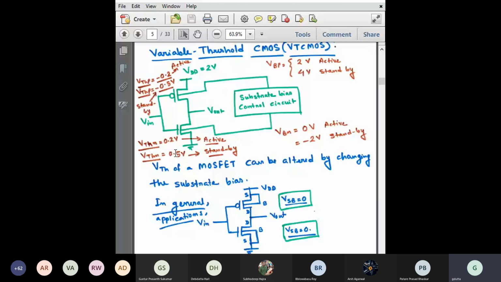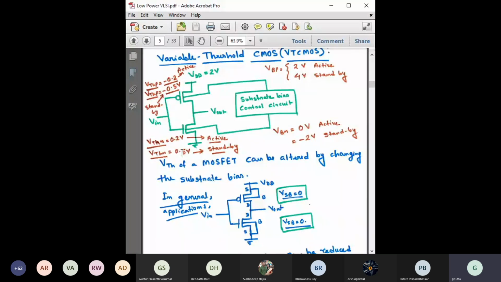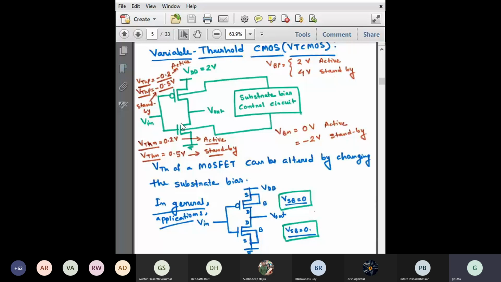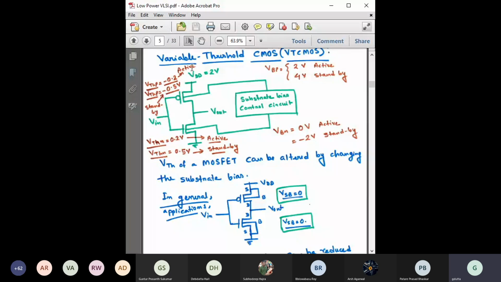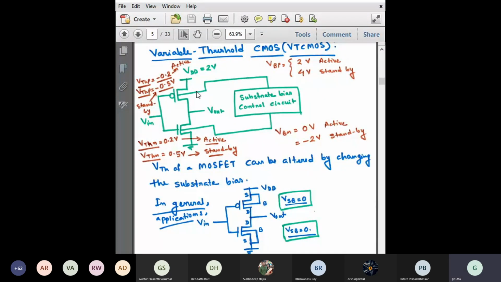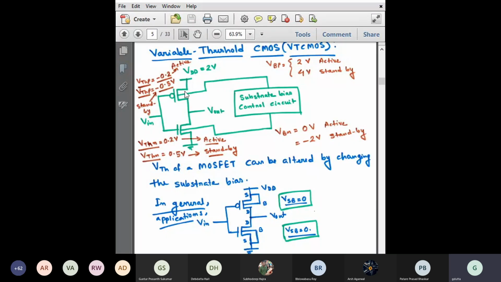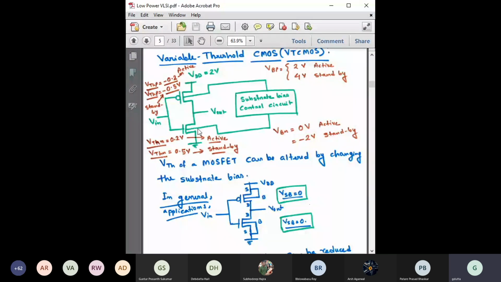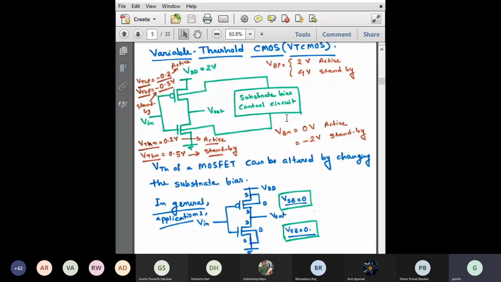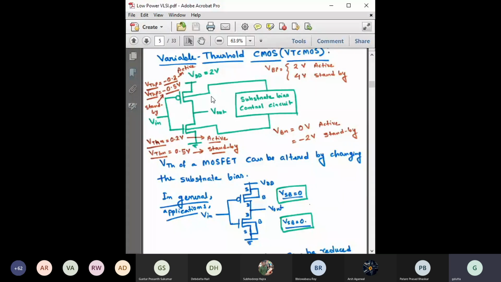Now you might ask why we are doing this. During the switching condition, we want the threshold voltage to be lower, because we have to reduce the delay. The reason behind is that we have reduced the VDD, right? We have reduced the VDD, so the driving capability has reduced. To accommodate that, we should also reduce the threshold voltage, so that the delay can be further reduced. So during transition or switching, we are able to reduce the threshold voltage by controlling the body bias.